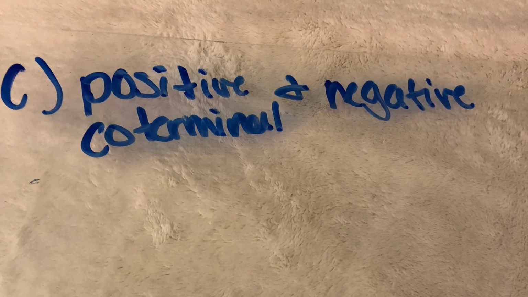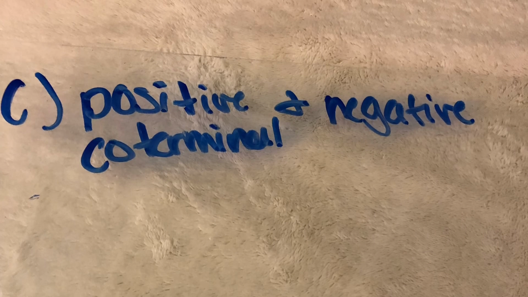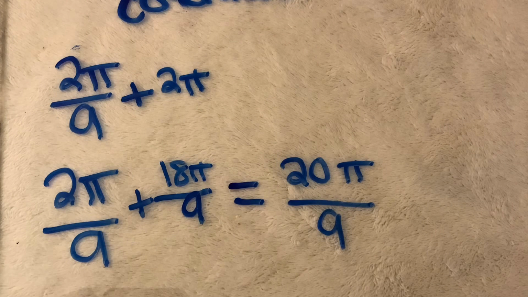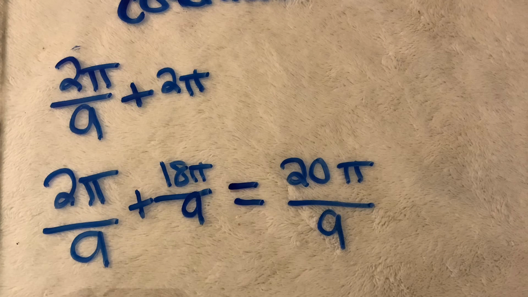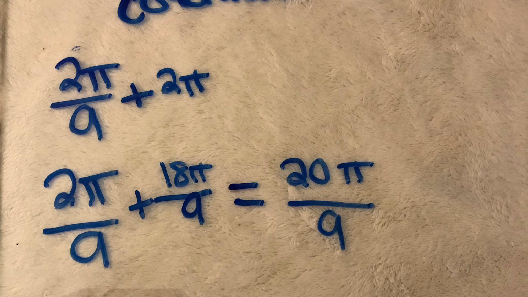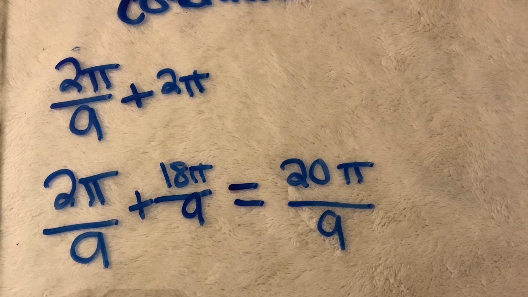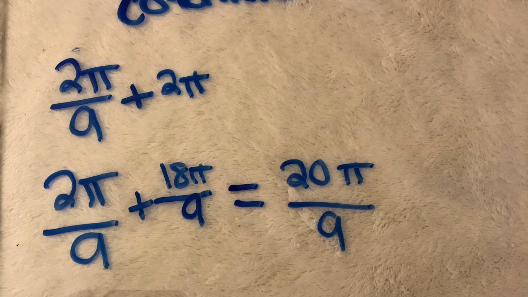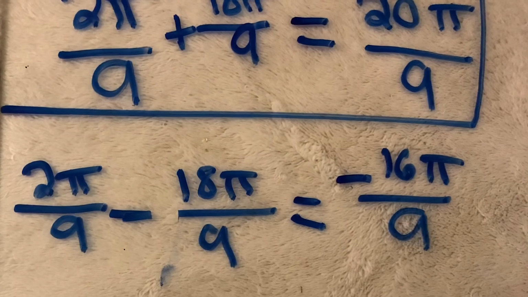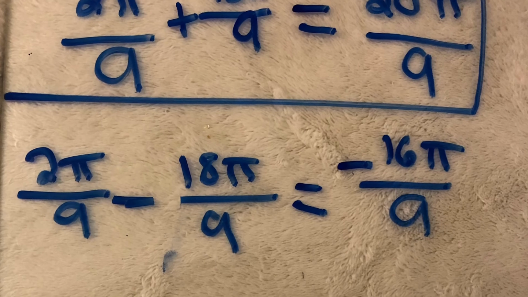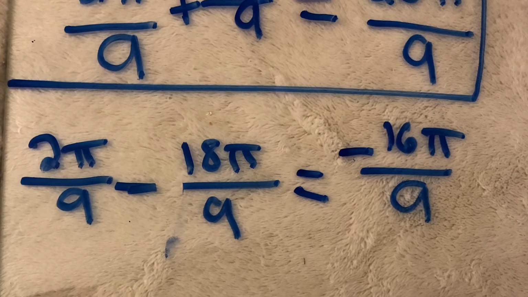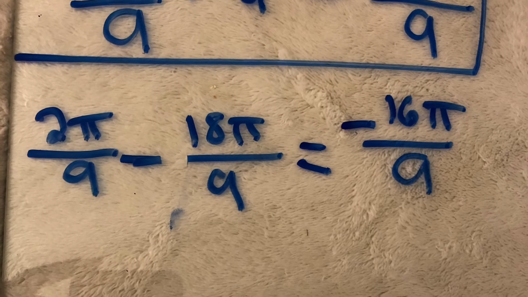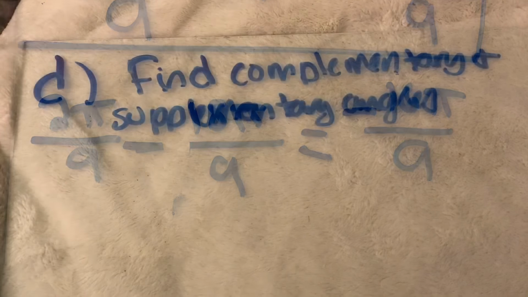And for part C, it says determine one positive and one negative coterminal of the angle. To find a coterminal, you either add or subtract 2 pi. For a positive coterminal, you would add 2 pi to 2 pi over 9, and you would get 20 pi over 9. Next, for a negative coterminal angle, I would subtract 2 pi, and it would get me negative 16 pi over 9, and that would be my negative coterminal.